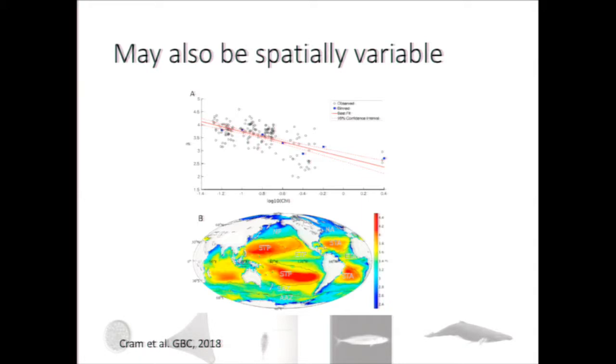The exponent may, in fact, be spatially varying. This came up earlier in the questions: yes, there is evidence for spatial variations. This is from a very nice paper by Jacob Cram that appeared last year in GBC, where he used size structure data from actual UVP measurements and then plotted it against chlorophyll along a particular transect and then mapped it to the world. And you see, again, some large-scale structures that map onto ecosystem structures that we know about.